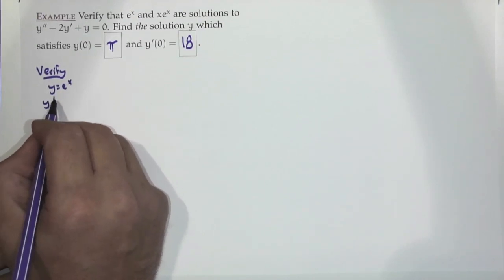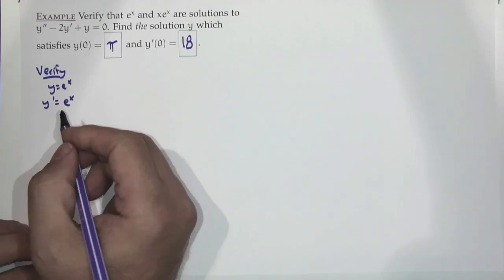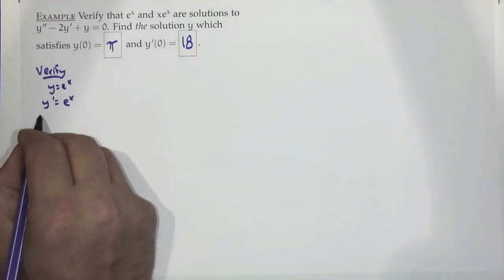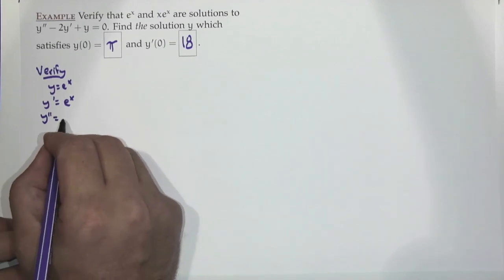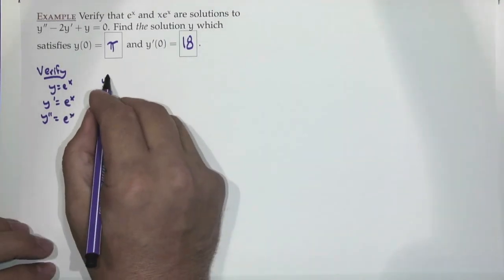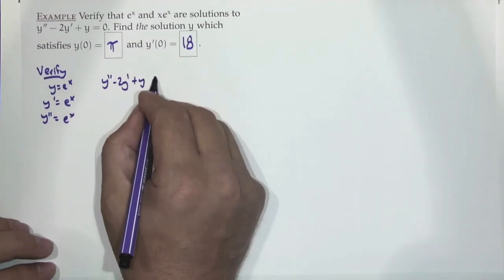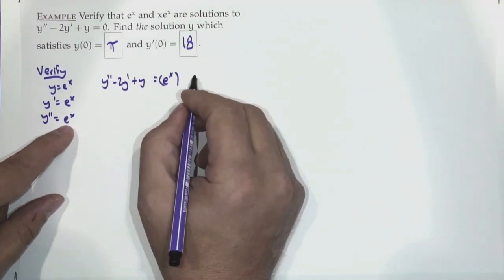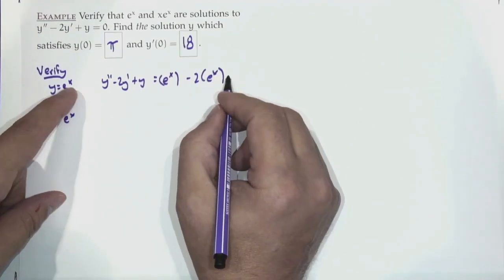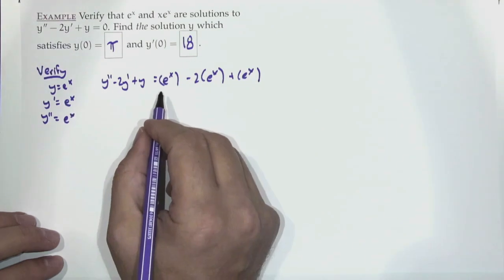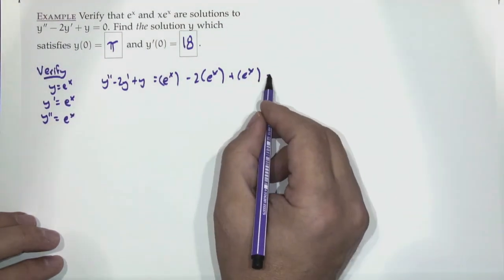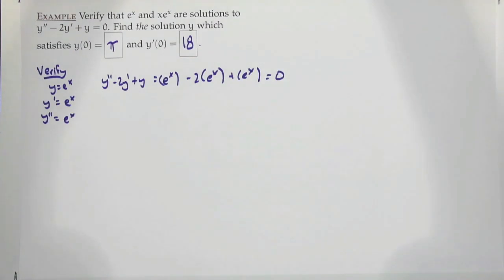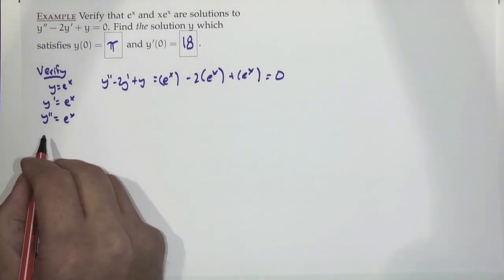All right, so let's start with e to the x. What's the derivative of e to the x? And y double prime? e to the x. So y double prime minus 2y prime plus y would become e to the x minus 2 times e to the x plus e to the x. Well, what happens when you put those together? It equals 0. Wow. Who knew? Well, they knew, because they said verify, so it must be true. They wouldn't ask us to verify something that wasn't true, would they? Not intentionally, I hope.